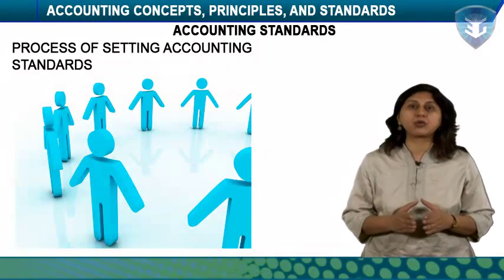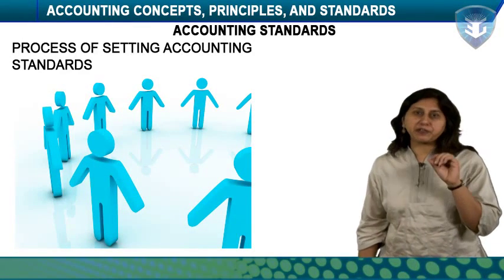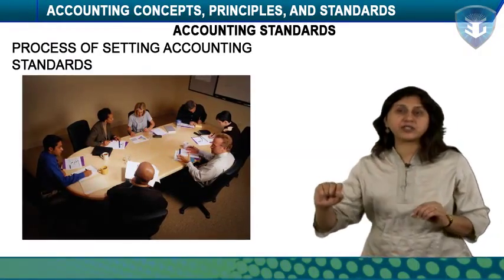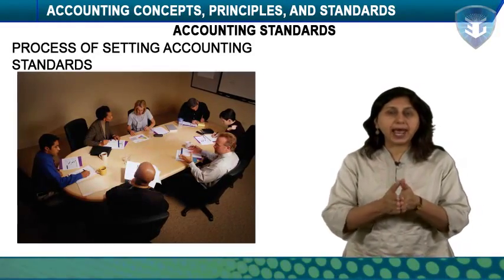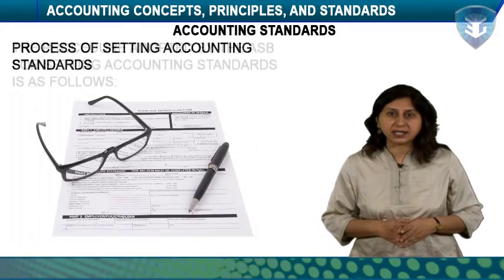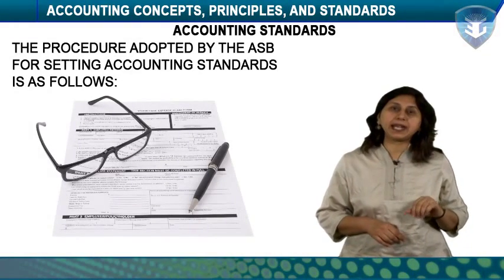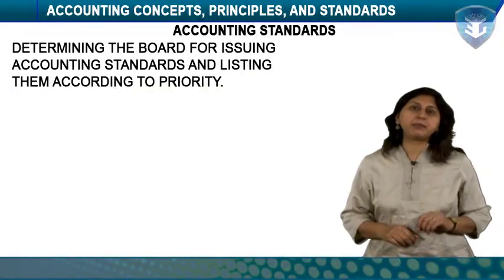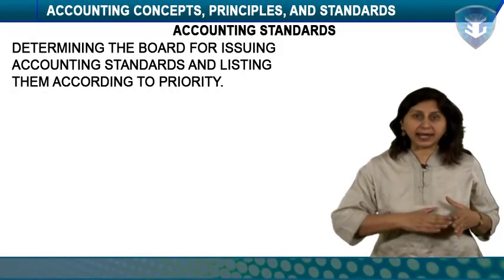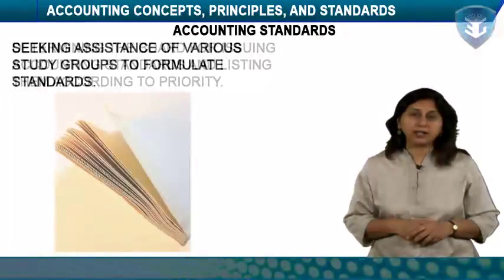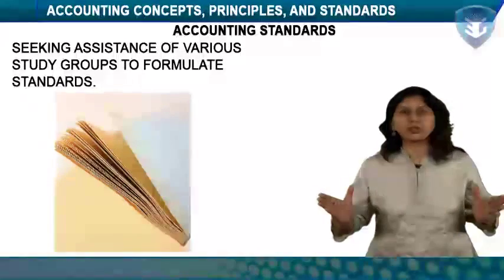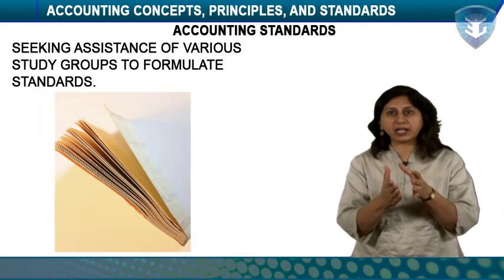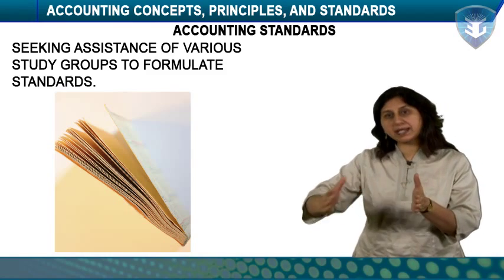Process of setting accounting standards. The procedure for formulation of accounting standards ensures the participation of all the interested professionals in the formulation and implementation of accounting standards. The procedure adopted by the ASB for setting accounting standards is as follows. Determining the board for issuing accounting standards and listing them according to priority. Seeking assistance of various study groups to formulate standards. These groups prepare the preliminary drafts of accounting standards according to the topics assigned to them.